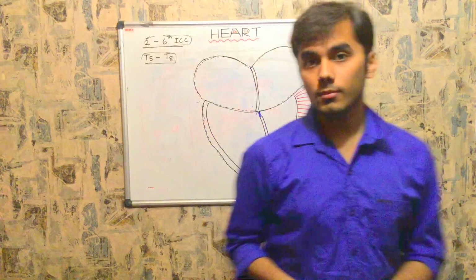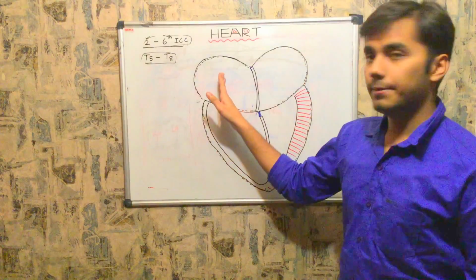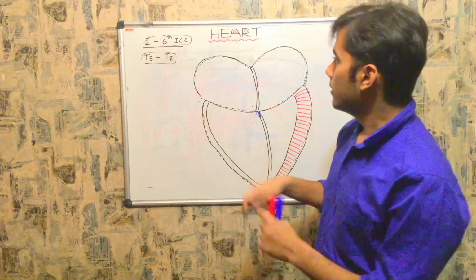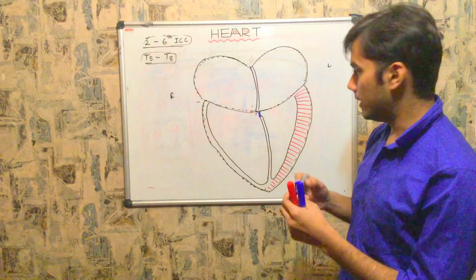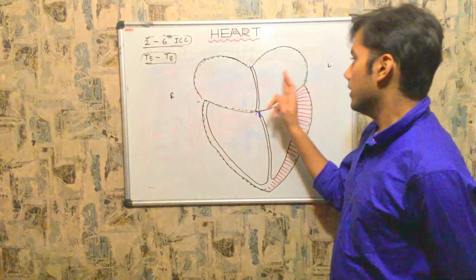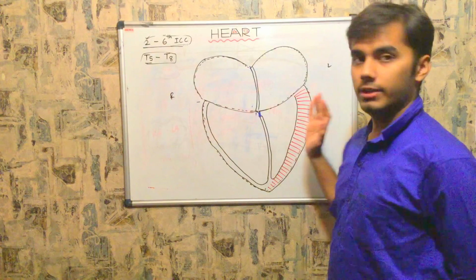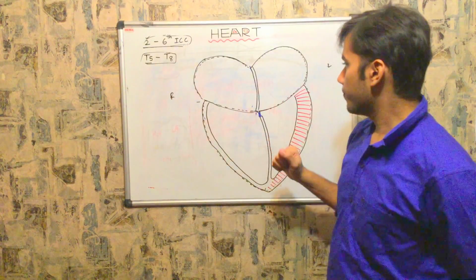Now, as you see, this is your right part of the heart, right? This is entirely your right part of the heart, and this is entirely your left part of the heart. This is your right atrium, right ventricle, and left ventricle. This is all you know from before, right?